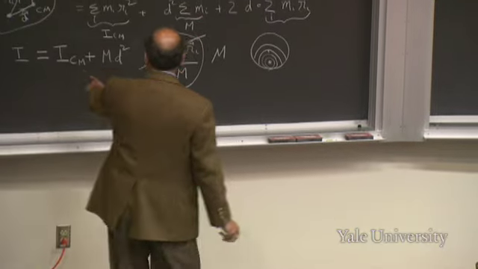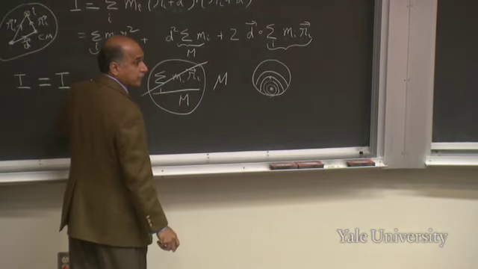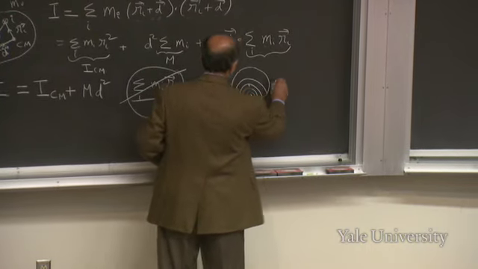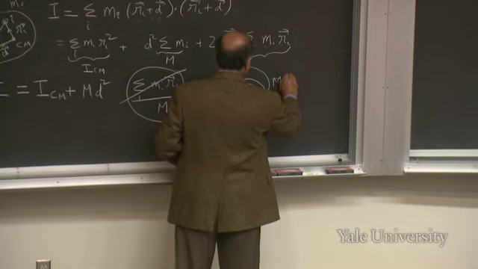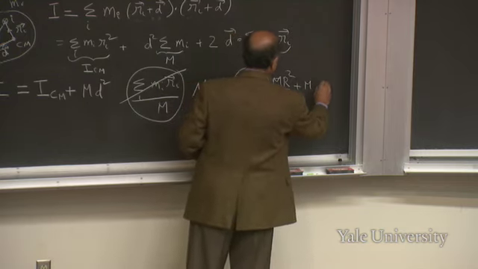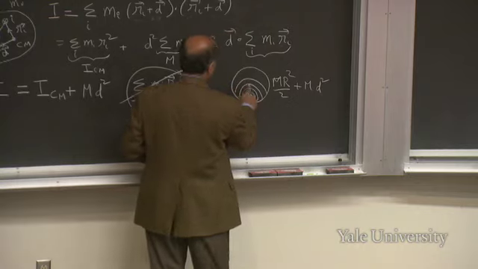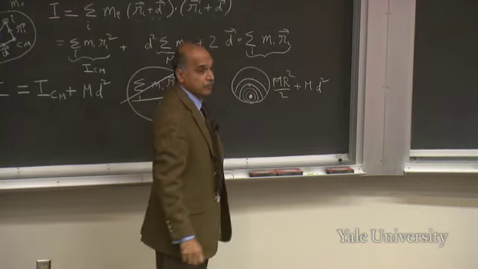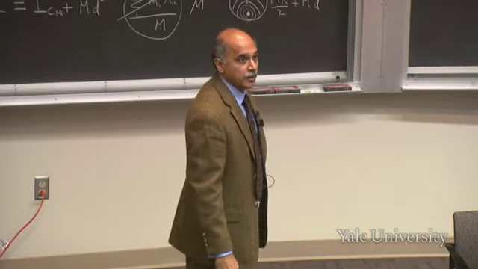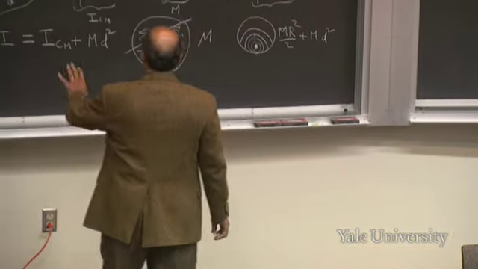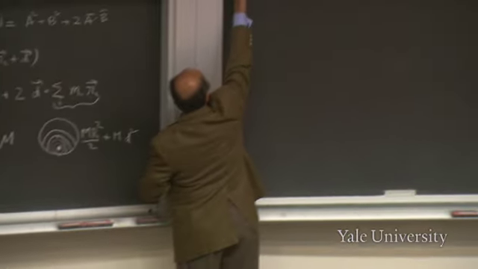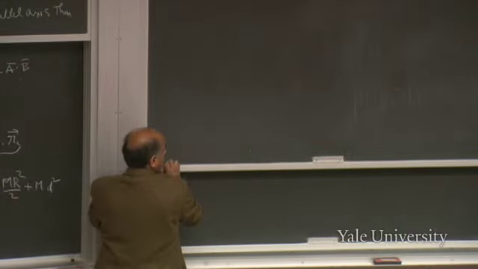But here is where this theorem comes into play. You don't have to do any more work through this point. It is mr squared over 2. That's the answer through the center, plus md squared, where d is simply the distance from the center of mass to where you sent your axis. Okay? All right, so that's one demonstration, or the proof, of the parallel axis theorem.